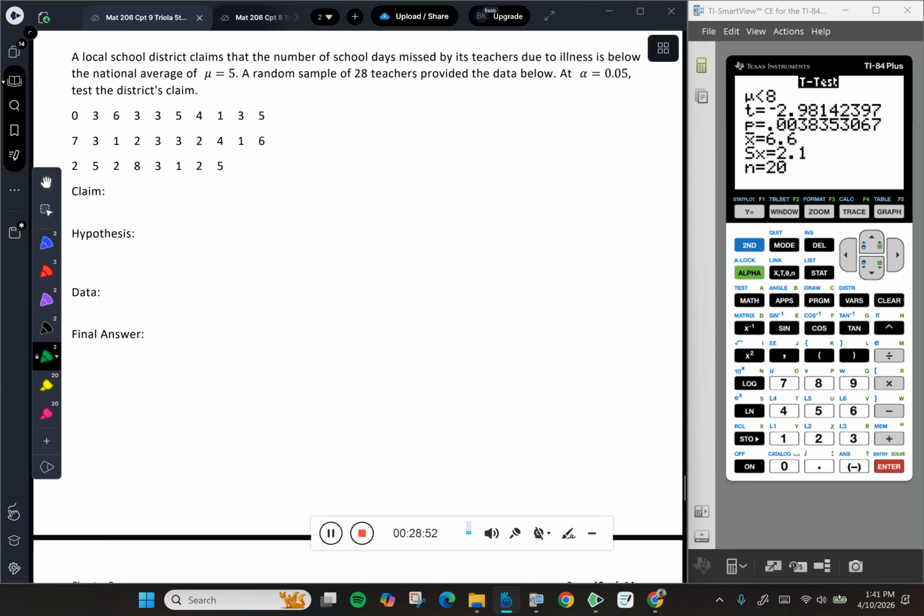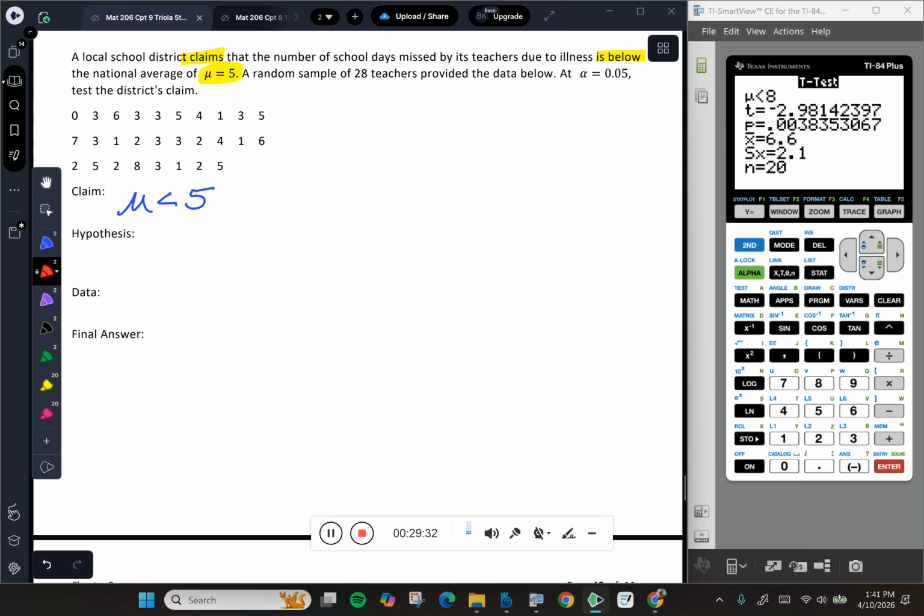A school district claims that the number of school days missed by its teachers due to illness is below the national average of mu equals 5. Okay, so this problem is going to be tricky for a couple reasons. One, because this is stated as equality, but what's the claim here? The claim is that it's below the average. So the claim is that their population, meaning their teachers, have a lower mean than the overall national average.